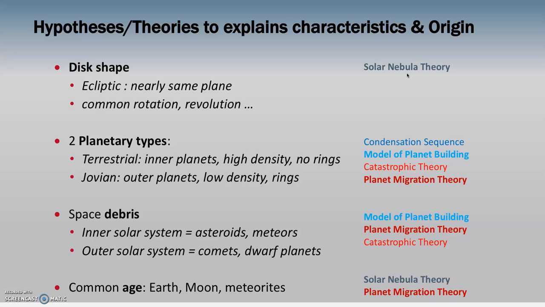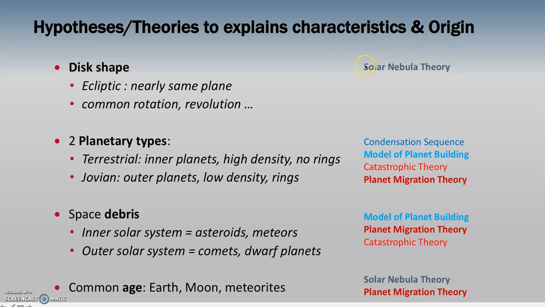for all of these characteristics. You can make up your own mind, and you can think about how you would add some data to these hypotheses in order to see one theory that might explain the entire origin of the solar system. But in terms of these, we have one of the earliest theories called the solar nebula theory. We're going to be talking about that at length.